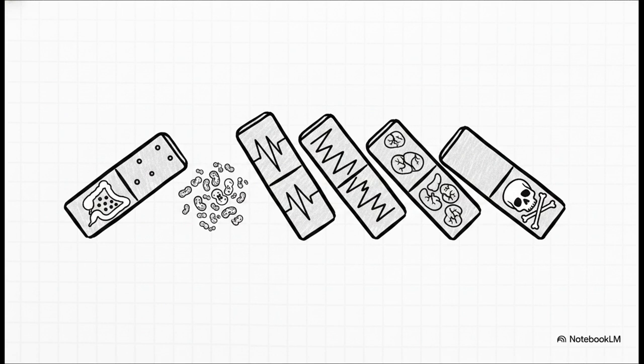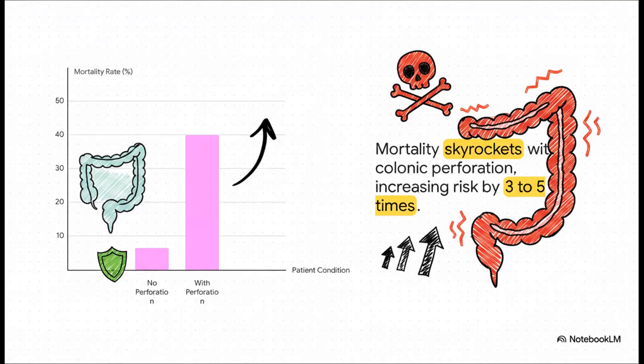The second that thin, stretched-out bowel wall gives way, stool spills into the abdomen. That causes a massive infection called peritonitis, which spirals very quickly into sepsis, shock, organ failure, and all too often death. And this chart really drives that point home.